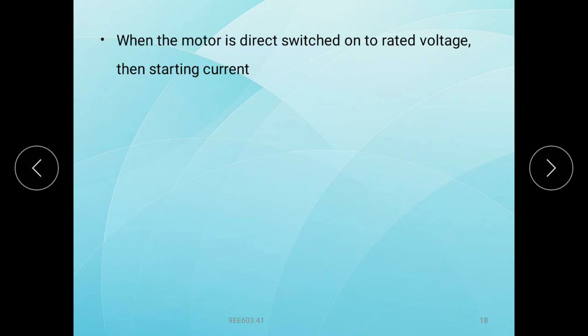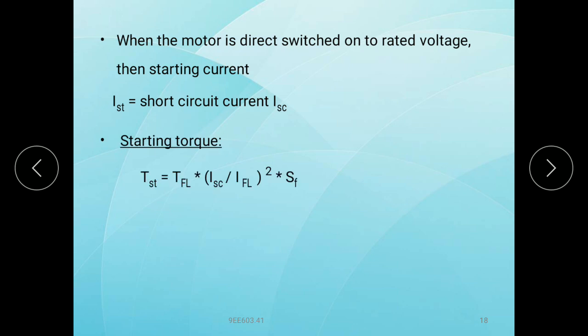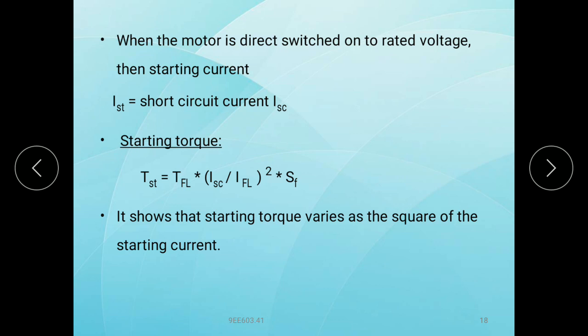So when the motor is direct switched on to rated voltage, the starting current IST equals the short circuit current ISC, and the starting torque TST is equal to TFL into (ISC by IFL) square into SF. It shows that the starting torque varies as the square of the starting current.